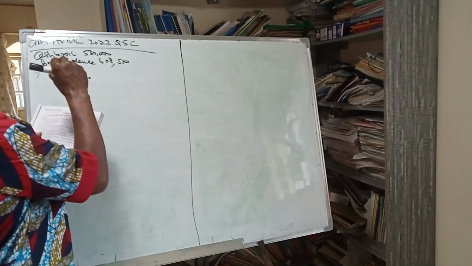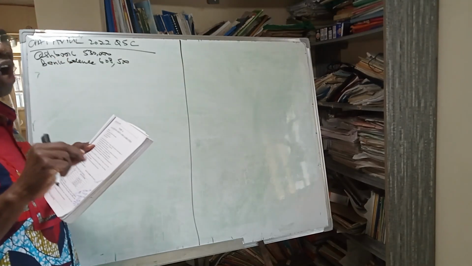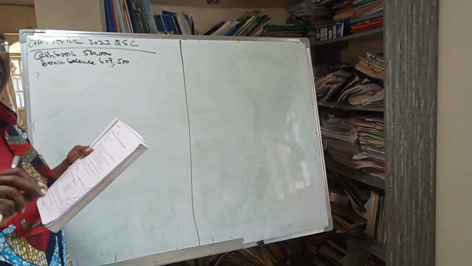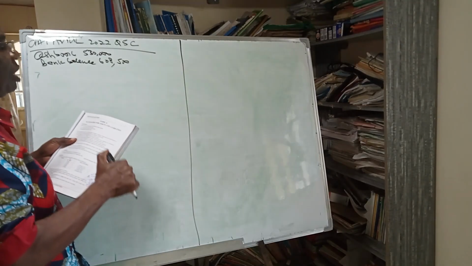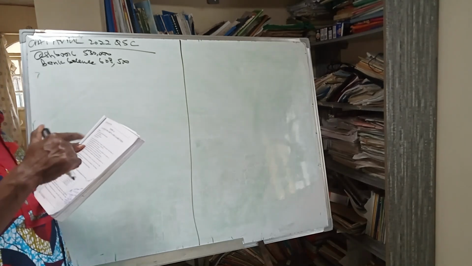Please, be very careful. When we are told debit balance, it means the cash book had a debit balance. If it's a credit balance, it means it's an overdraft, and you bring it down on the credit side. If it's a debit balance, it's not an overdraft, and you bring it down on the debit side.